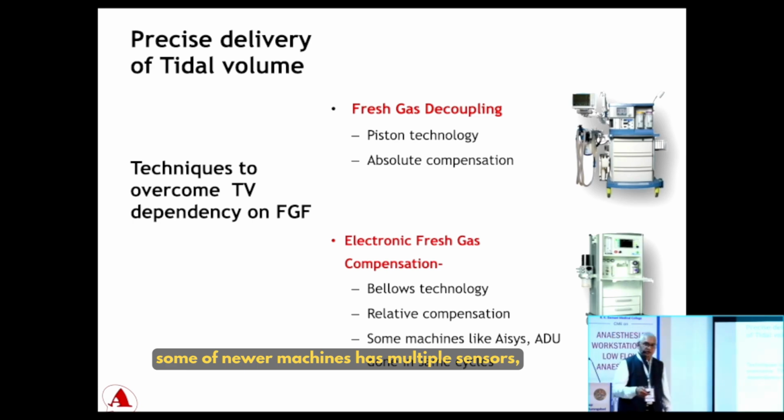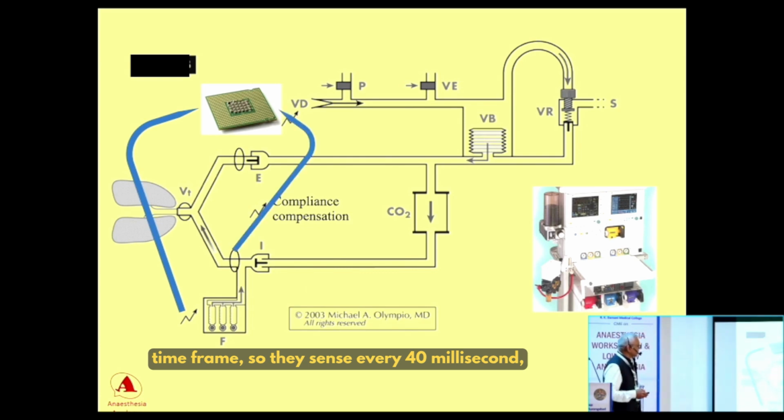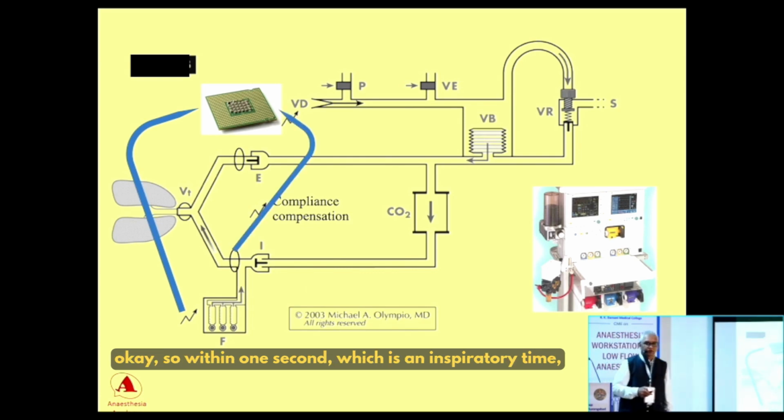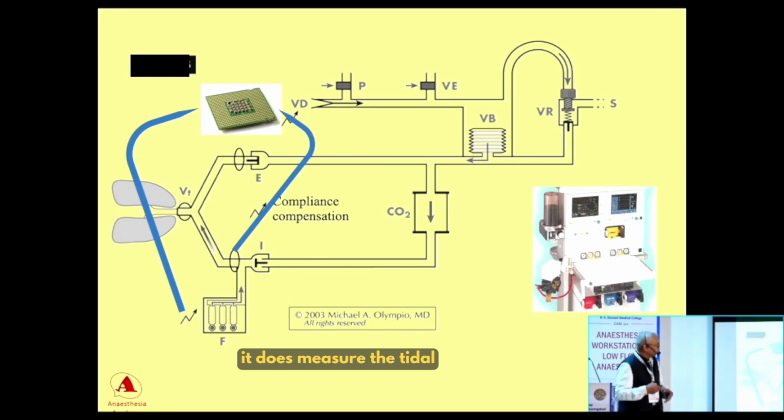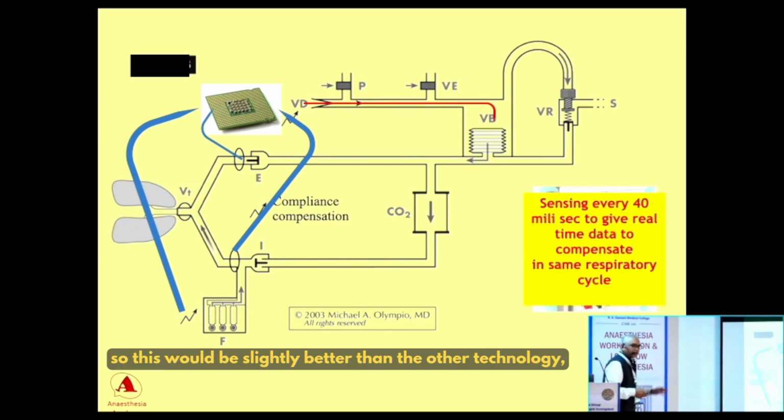Some newer machines have multiple sensors, and they sense every very short time frame. They sense every 40 milliseconds. So within 1 second, which is the inspiratory time, they measure the tidal volume and change the dynamics. This would be slightly better than the other technology, where the sensing would be slightly less effective. Thank you.